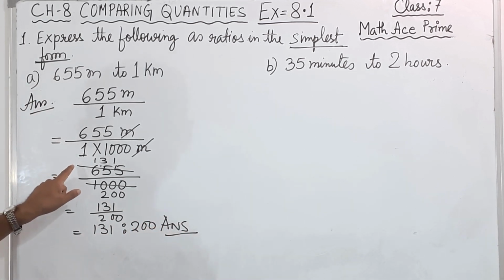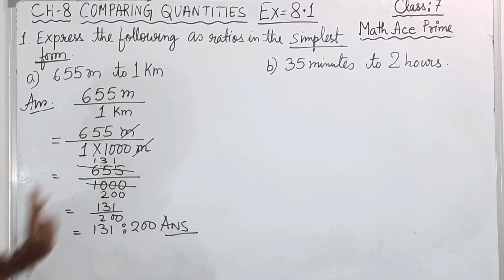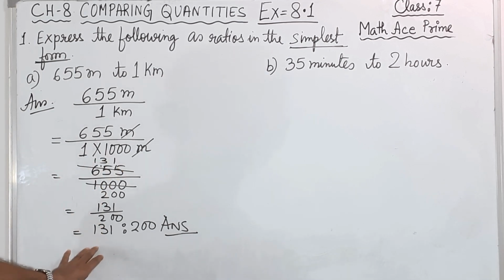Cutting you have to do with the same number, top also as well as down also. So 5 ones are 5, 1 extra, so it becomes 15, 5 threes are 15, and then 5 ones are 5. Clear? So this is the answer.